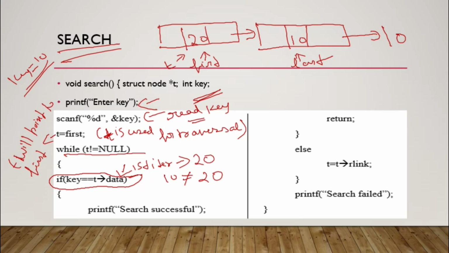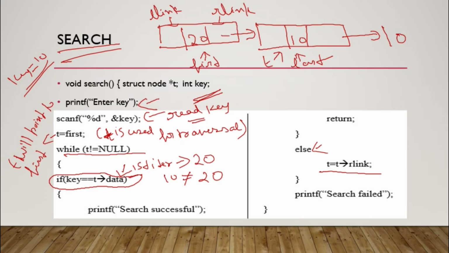So this particular message will not print, it will go to else, and it will do t is equal to t of r link. Now we know that t of r link is this, students. Yes, this is r link, and this is l link. L link means left link, R link means right link. So when we do t is equal to t of r link, t, which was here, will point here.